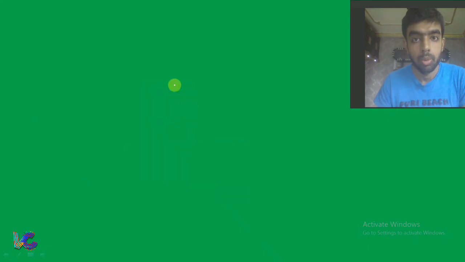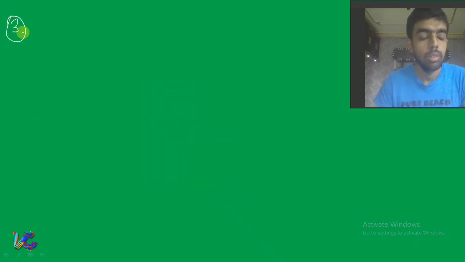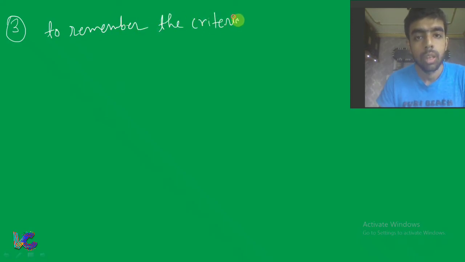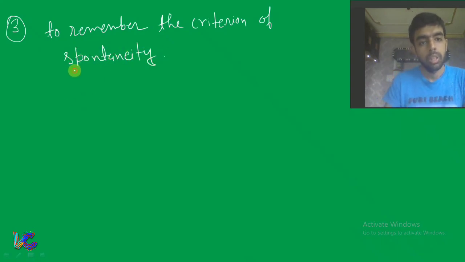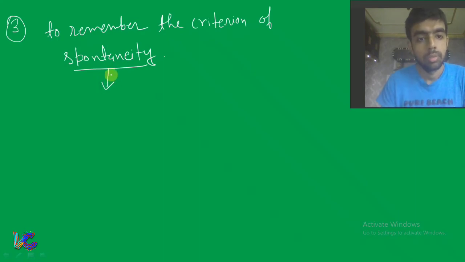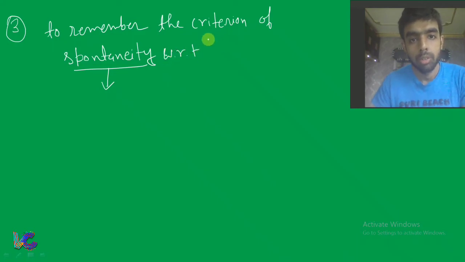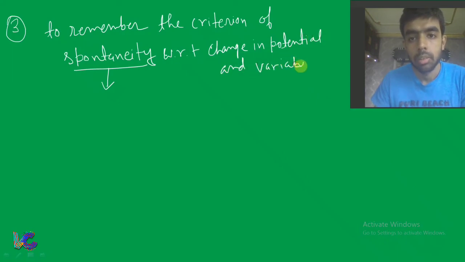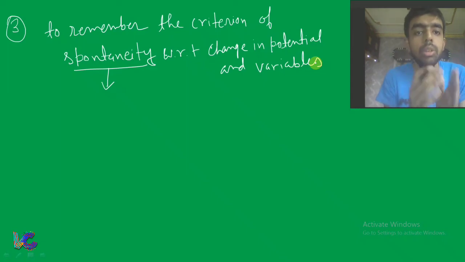As I have said, there are mainly four applications of the Born thermodynamic square. The third application is that it helps us to remember the criteria of spontaneity with respect to change in potential and thermodynamic variables.